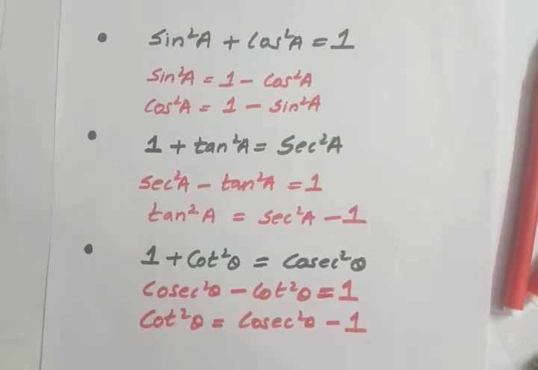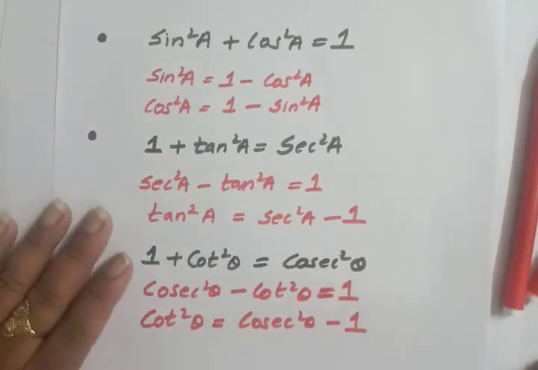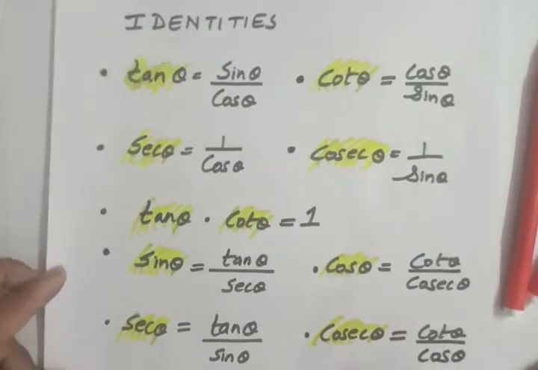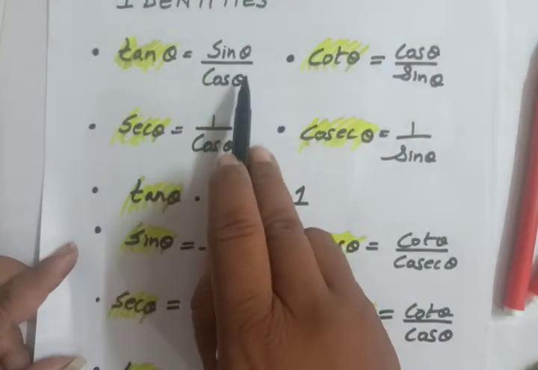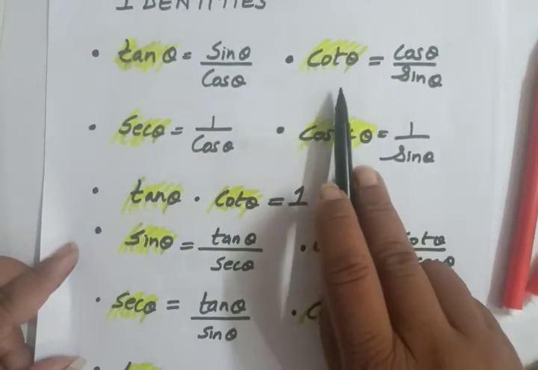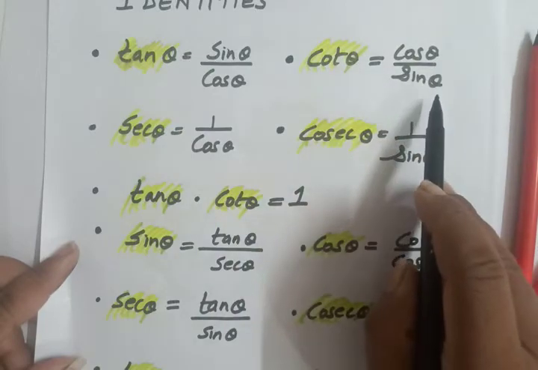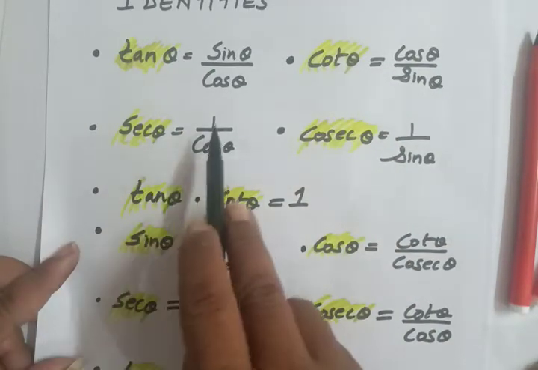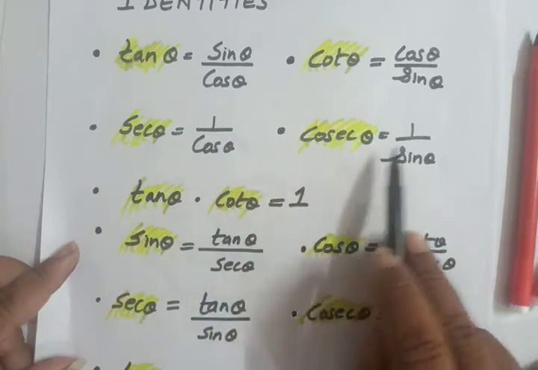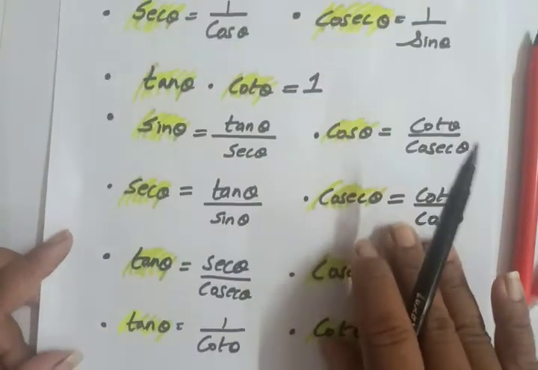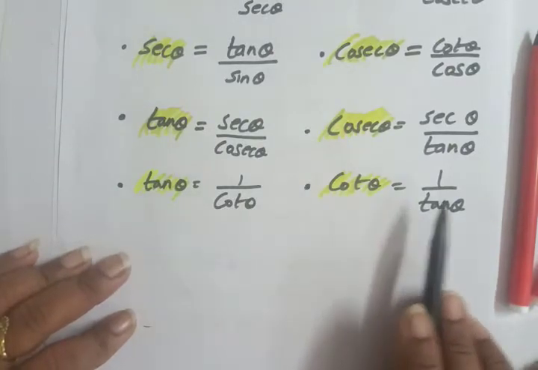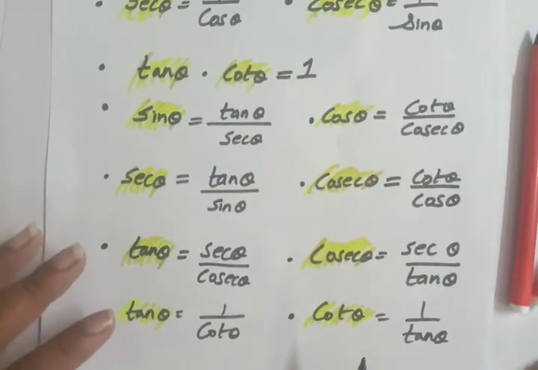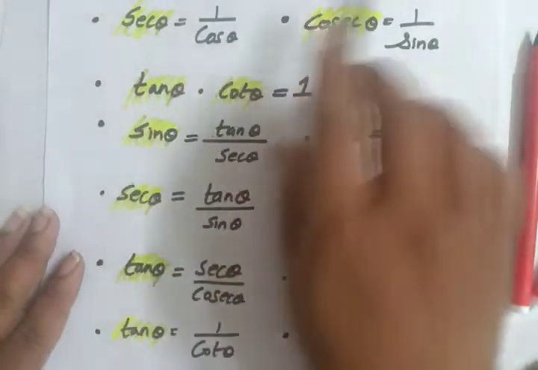So what is the Guru mantra? I could say these are the three identities plus the identities that are the reciprocals: tan theta is equal to sin theta upon cos theta, cot theta is equal to cos theta upon sin theta, sec theta is equal to 1 upon cos theta, cosec theta is equal to 1 upon sin theta, tan theta is equal to 1 upon cot theta, and cot theta is equal to 1 upon tan theta. Yes, these are the 1, 2, 3, 4, 5, 6.